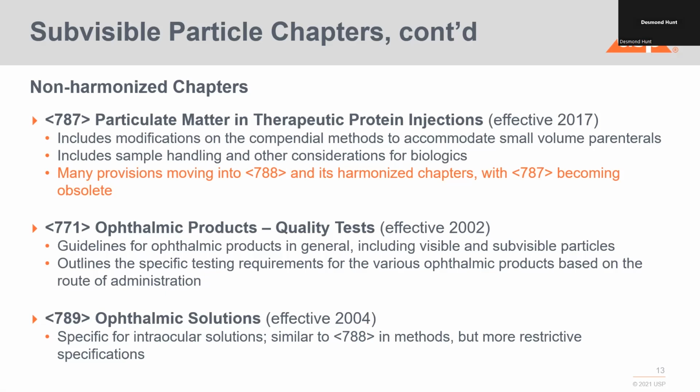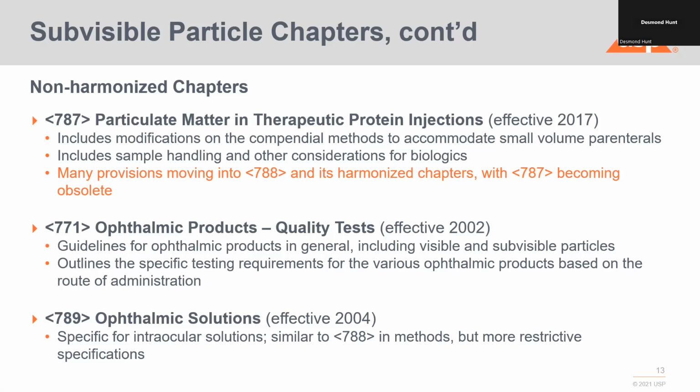The idea was to modify that chapter to deal with small volume parenterals, as well as unique sample handling and other considerations for biologics. It was actually this chapter that really spurred the discussion with the Pharmacopeia discussion group. They saw the chapter, and the question is, wait, why don't we look at 788 again and revise it in such a way that we can take some of these lessons learned from 787 and add them into 788. And so at some point, one would expect, once we get to the end of the road with 788 and the revision of it, 787 would become obsolete.